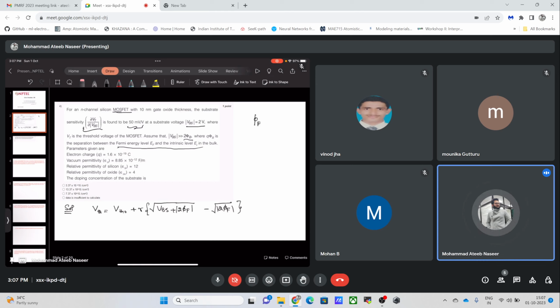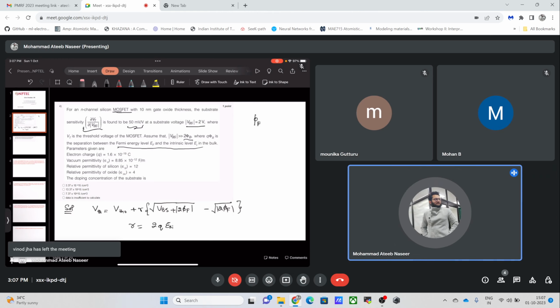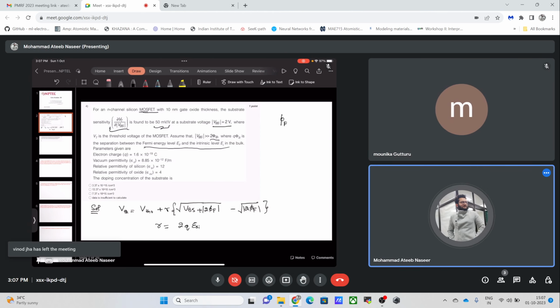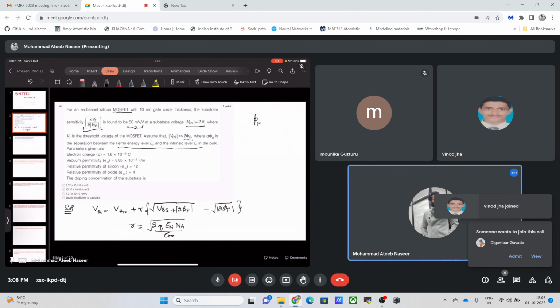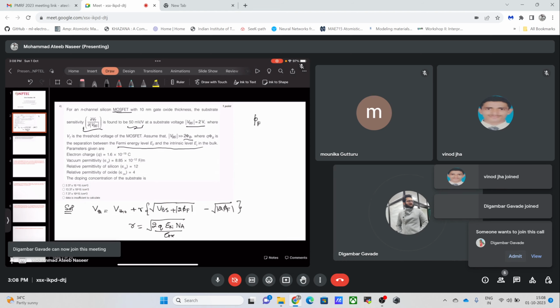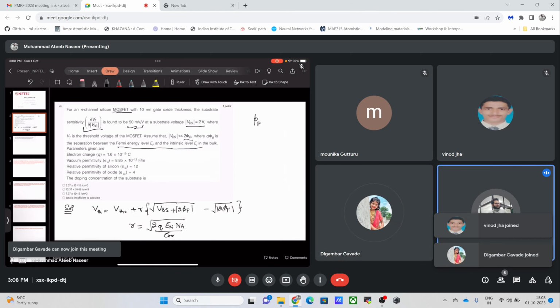You must have seen this gamma value, and this gamma is equal to root of 2q epsilon Si Na by Cox, since we are in silicon material itself, so it is epsilon Si. So this is the gamma value.